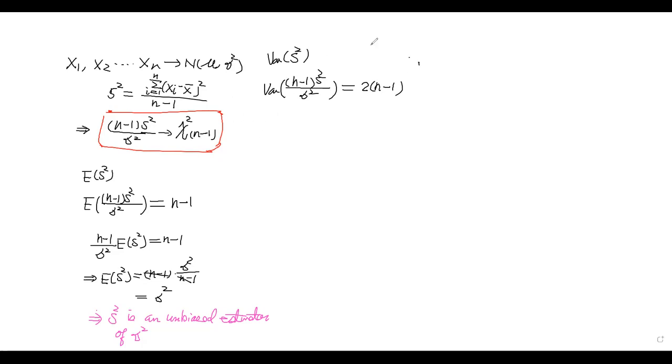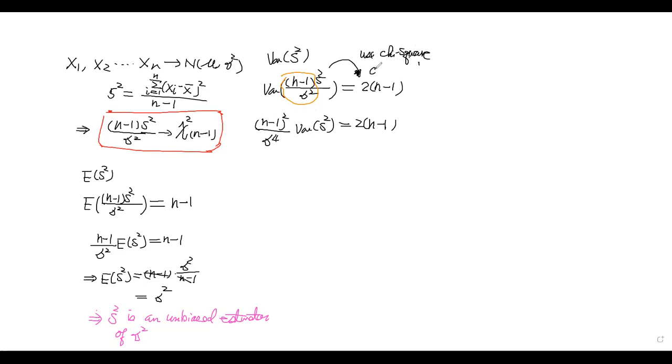Now this is a constant, so I can take the constant out. This will be (n minus 1) squared over sigma to the fourth, which gives me the variance of S squared equal to 2 sigma to the fourth over (n minus 1). From here to here, I'm using the chi-square characteristics.